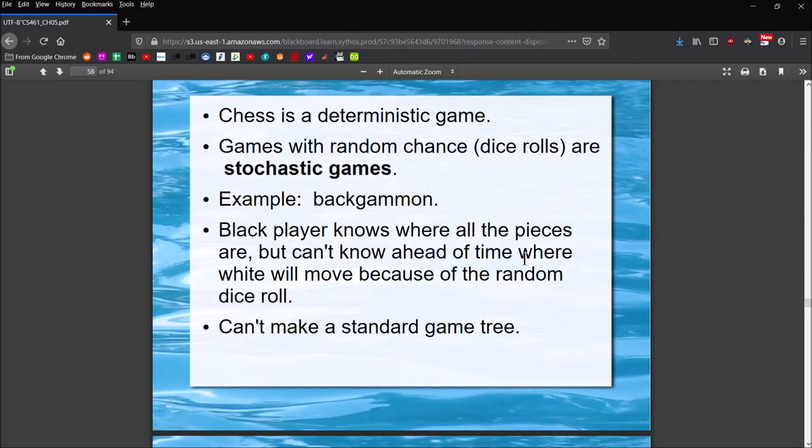There's no die rolls. There's no spinning a spinner. There's no drawing a card from a deck. I mean, the rules are known. It's fully observable. And I just choose where I'm going to move my pieces around.